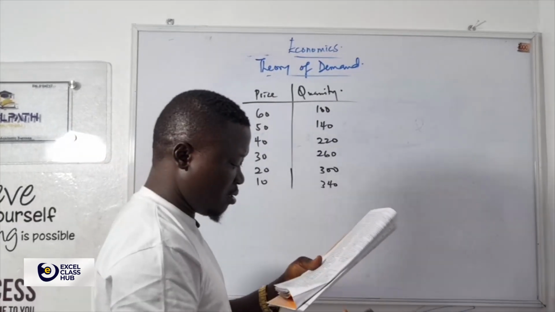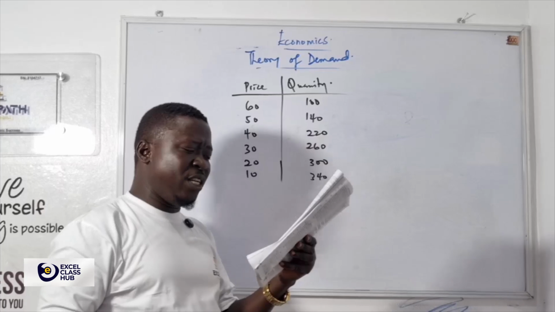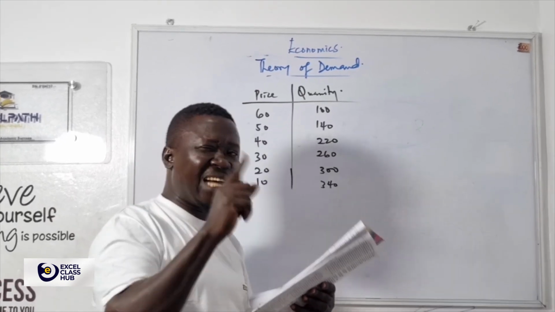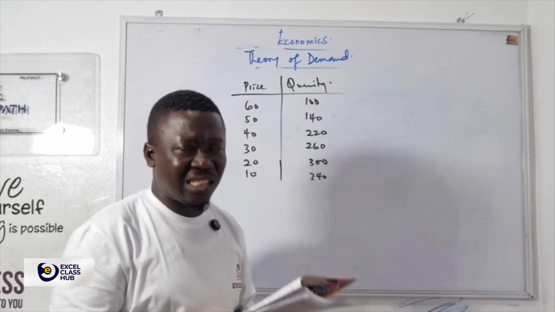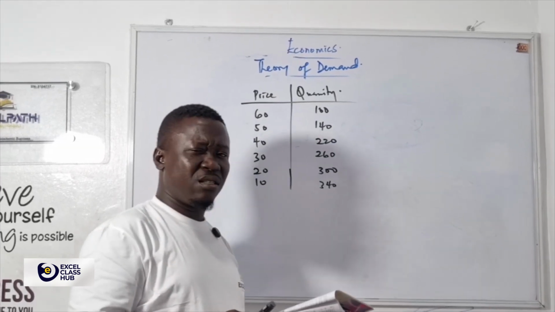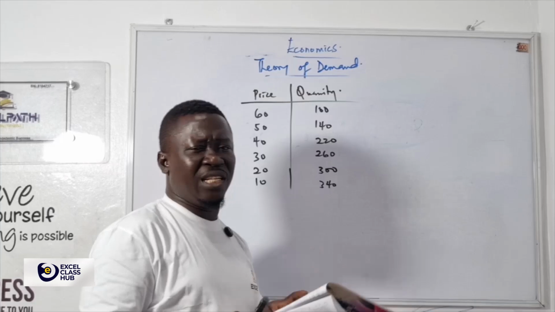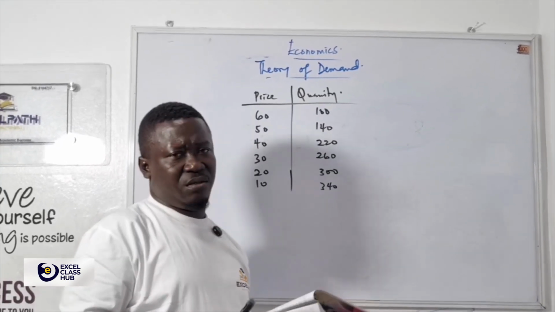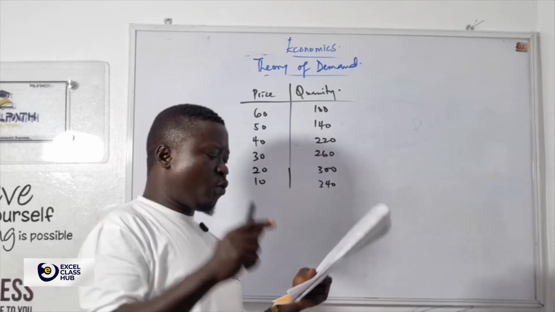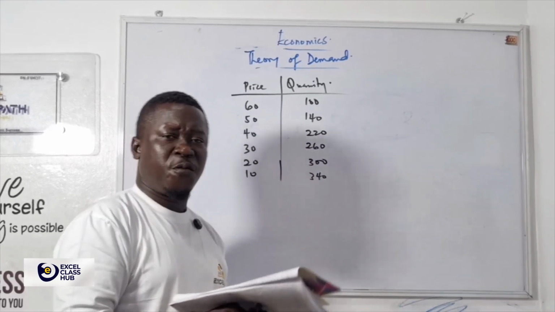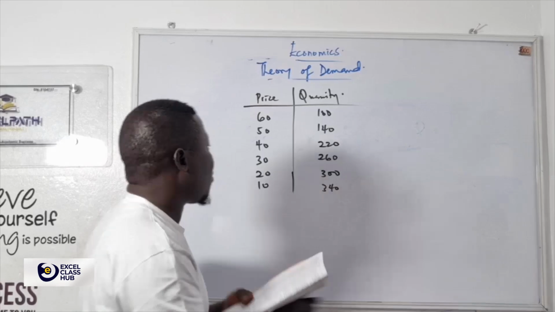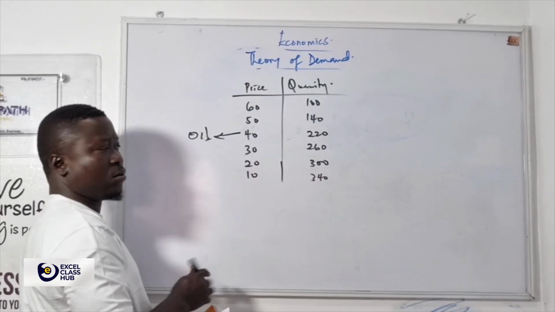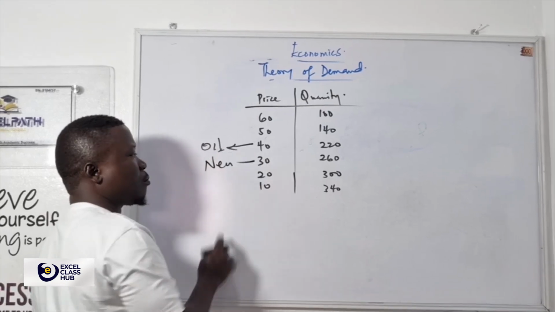Now the question says, if the price of the commodity X falls from 40 naira to 30 naira, students, what comes to your mind when you read a question like this? The first thing is to understand the question before you solve it. The price falls from 40 naira to 30 naira. It means that this is the old and this is the new.